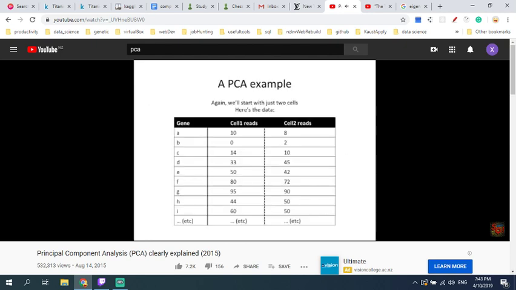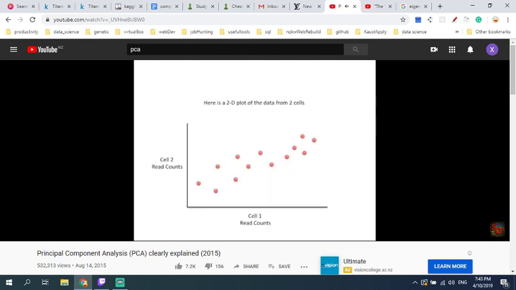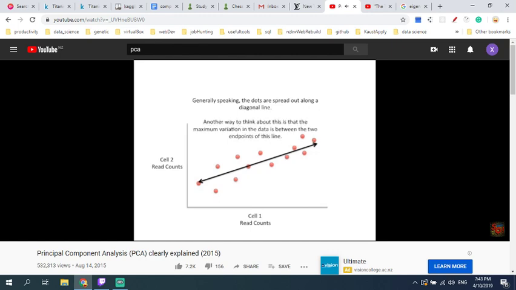So let's start with an example. Again, we'll just start with 2 cells. Here's the data. Like before, the genes are imaginary, so I've just listed them from A to I. And here's a 2D plot from the data from 2 cells. Generally speaking, the dots are spread out along a diagonal line. Another way to think about this is that the maximum variation in the data is between the 2 endpoints of this line.